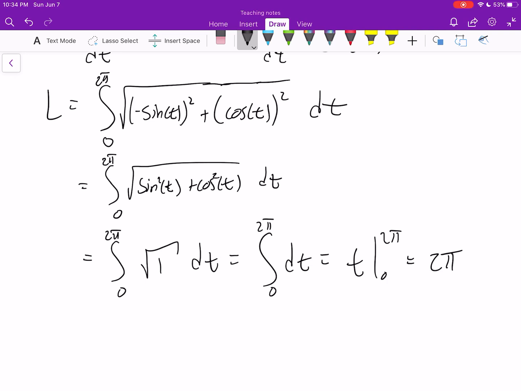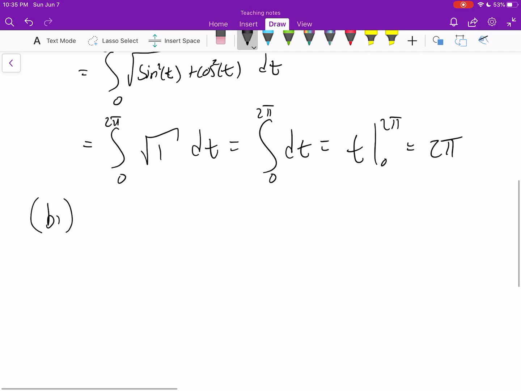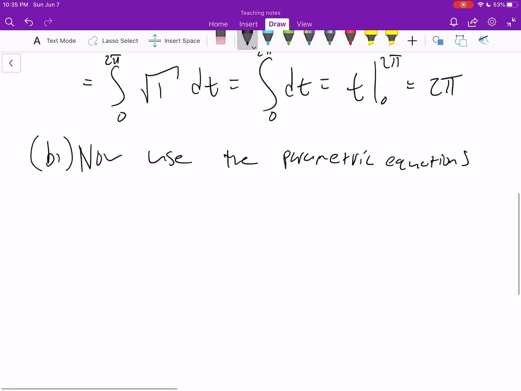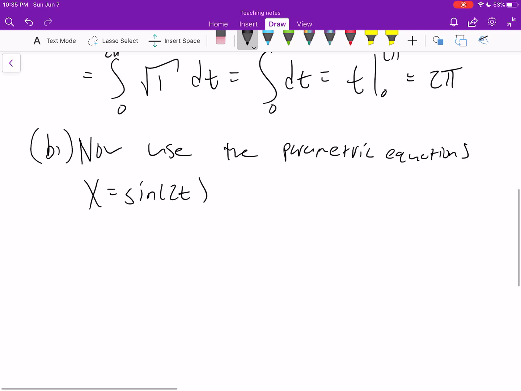And now we're going to do part B. So that was what we were expecting. Now use the parametric equations, and these equations are from the first section. I showed you both of these equations in section 10.1. We're going to use the equations x is equal to sine of 2t, I believe. Yeah. And y is equal to cosine of 2t. You'll remember that when I drew this, it was a circle. It was still a circle, but I traversed it twice.